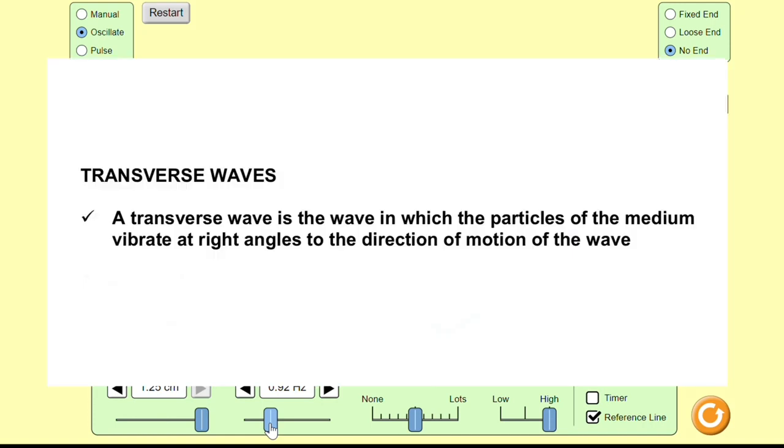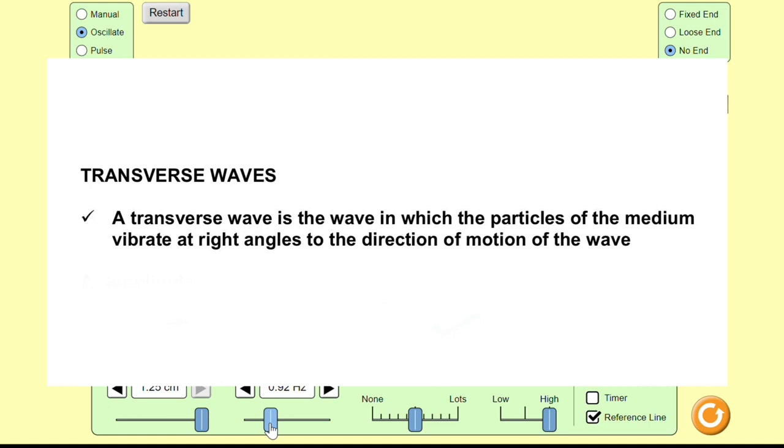A transverse wave is a wave in which the particles of the medium vibrate at right angles to the direction of motion of the wave. This is what I want us to focus on. The particles of the medium vibrate at right angles to the direction of motion of the wave.